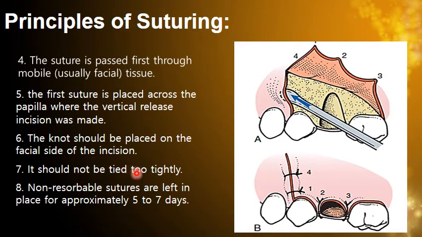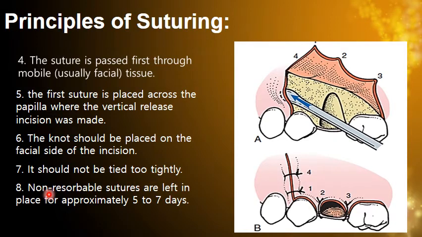When I tie the knot, it should not be tied too tightly, because if I tie it too tightly, I see blanching of the tissue, which means I cut the blood supply to the incision line, and then I will have necrosis and infection, the tissue dies, the suture will fail and the flap will open. That is not what I want. I want to do reapproximation, so it should be firm, not tight, because the main principle of suture is to approximate the flap.